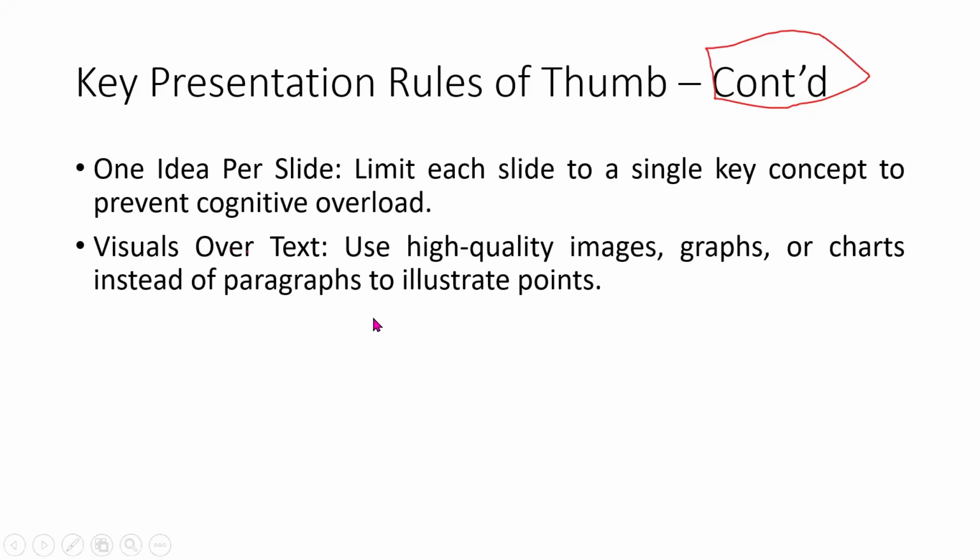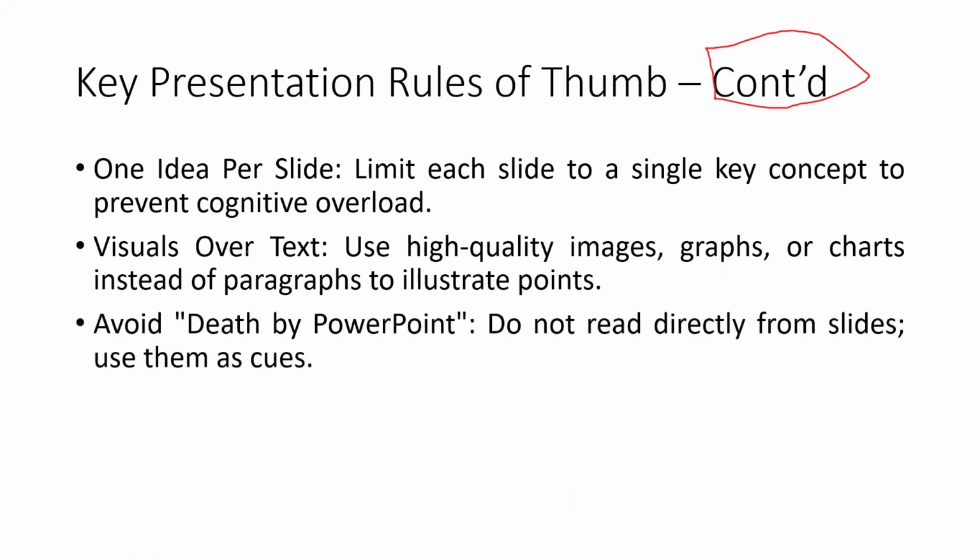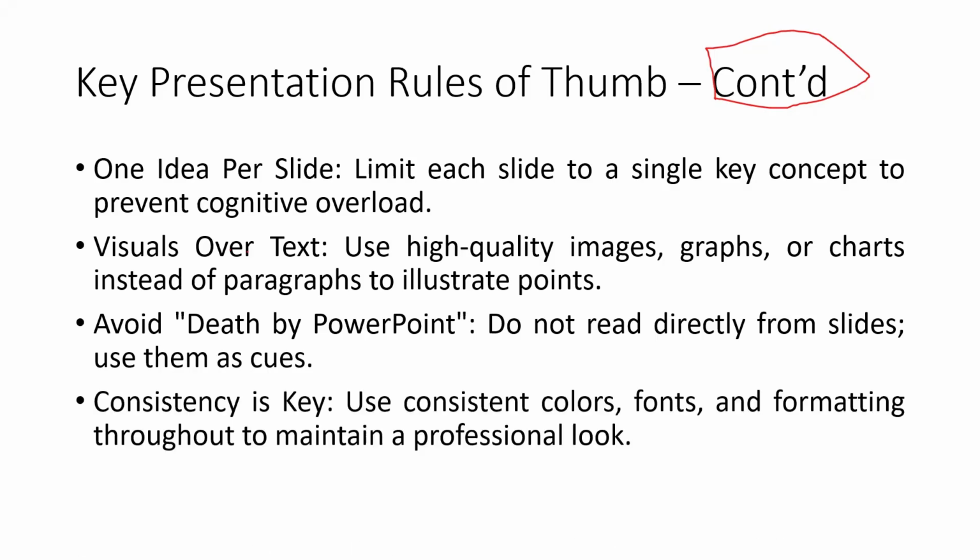Visual over text. Use high quality images. We're in the age of AI. So what I will say is, use high quality images, graphs, or charts instead of paragraph text. No, don't do that. Avoid death by PowerPoint. I mentioned that earlier. What does it mean? Reading directly from the slide. Use them only as a cue. Consistency is key.